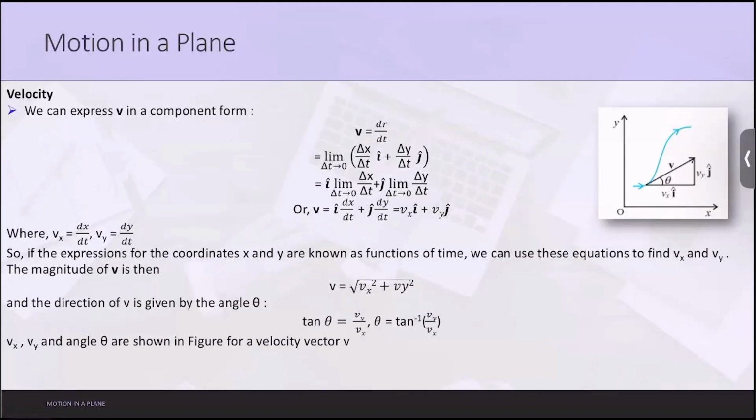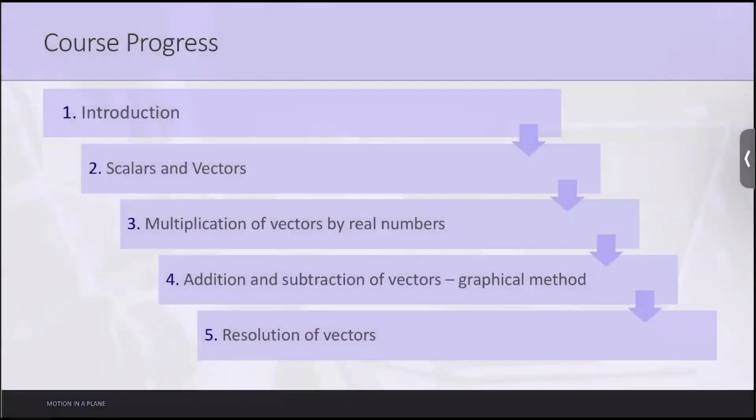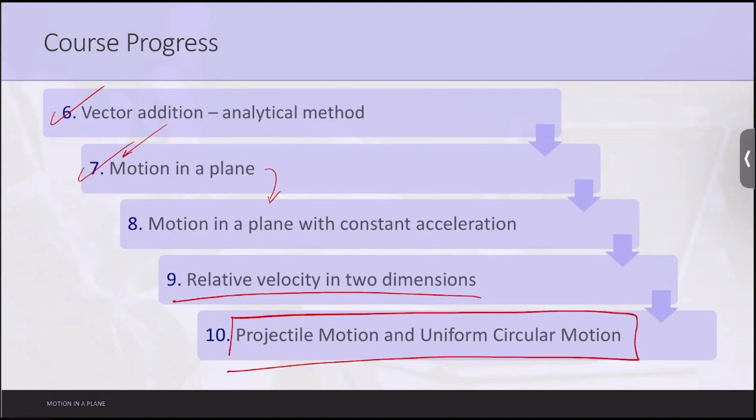Okay, so let me stop it here only. We will understand further discussions in the next lecture. So just the course progress for you. Right now we have completed the introduction, scalars and vectors, multiplication of vectors by real numbers, addition and subtraction of vectors, resolution of vectors, and vector addition, and we are on motion in a plane. We will understand motion in a plane with constant acceleration, relative velocity in 2 dimension, a very small topic, and then we can move on to the major part, that is projectile motion and uniform circular motion. Okay, fine.